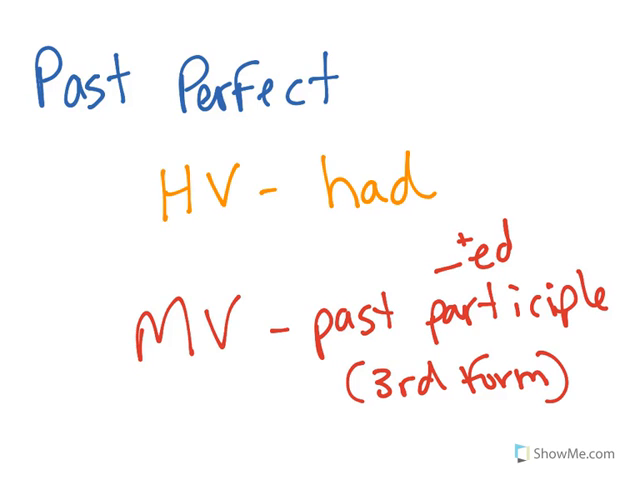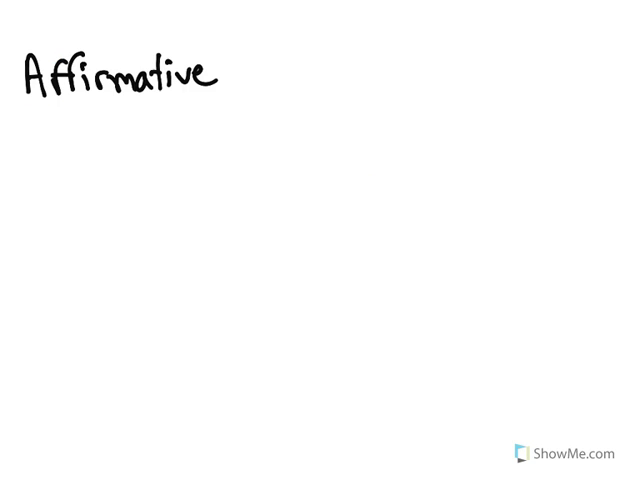If you need a list, you can just go to Google and Google irregular English verbs, and you should come up with a nice list in the first few hits. Okay, in the affirmative, we start with a similar pattern, and we do use a helping verb in the affirmative. Subject, helping verb, main verb, and then object.